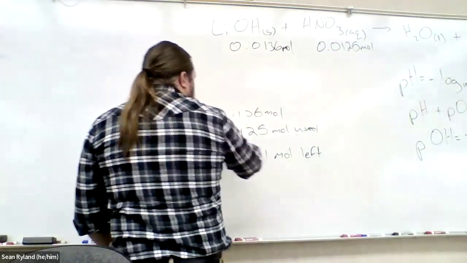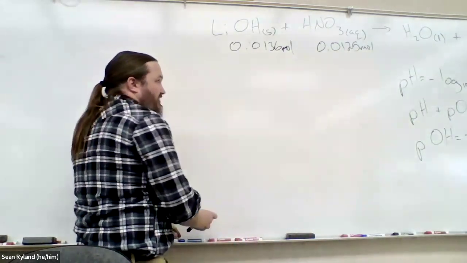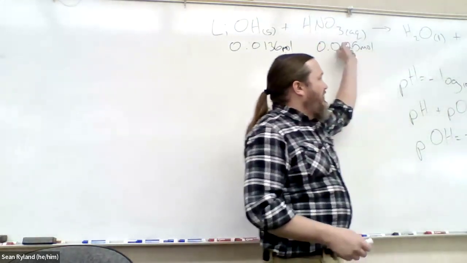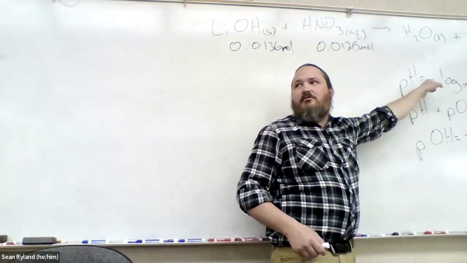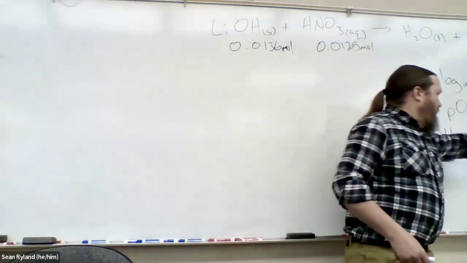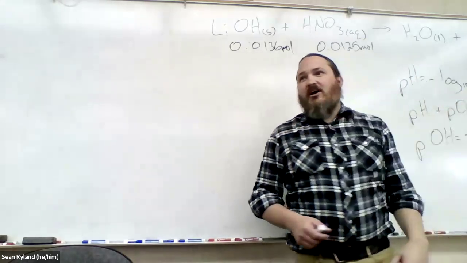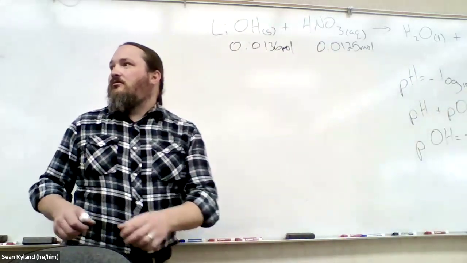Right, so for these strong acid, strong base reactions, it's always going to be one of these two routes. Either you're going to have leftover acid, you find your concentration, you plug it in. If you have leftover base, you find your concentration of hydroxide and plug it in, and then you just have to do 14 minus that to get pH.